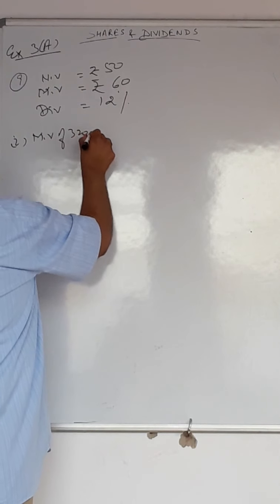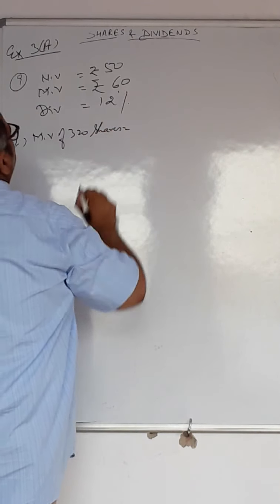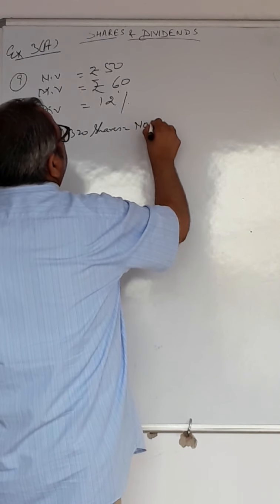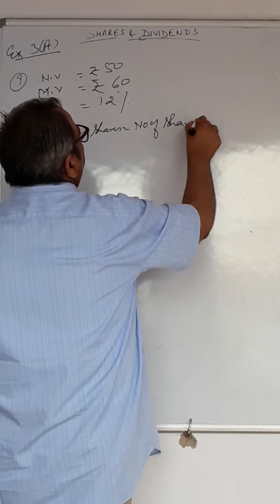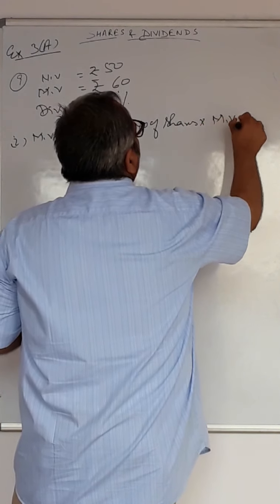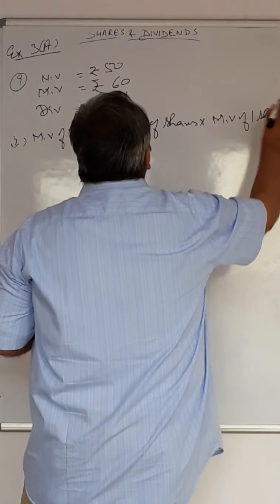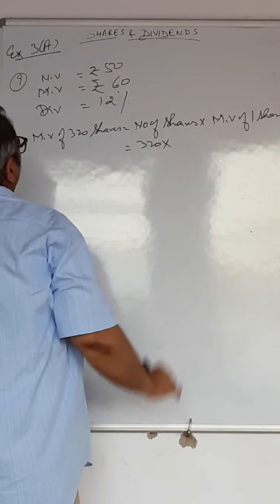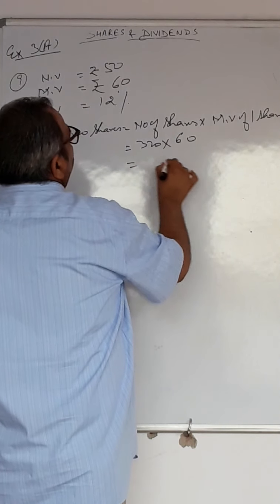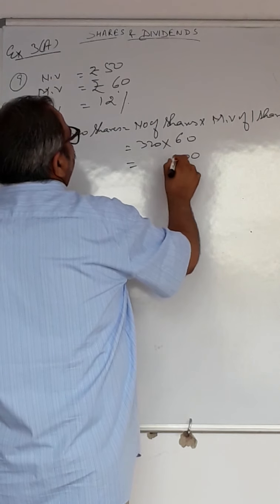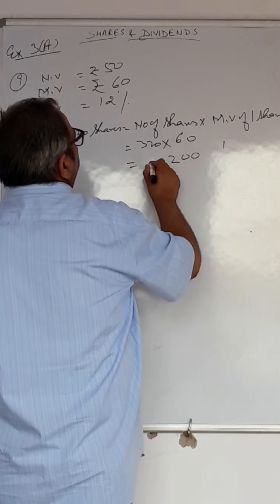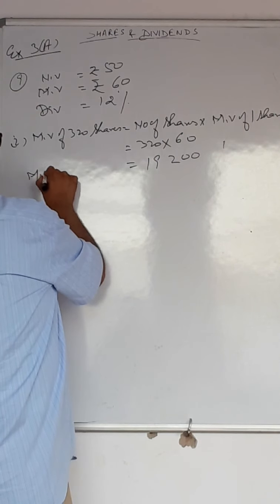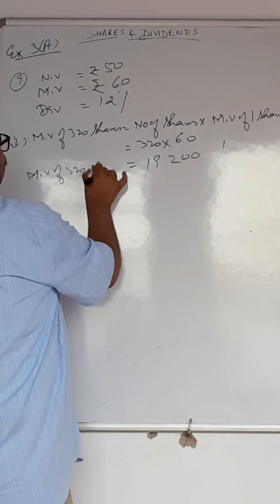of 320 shares. Market value is number of shares into market value of 1 share. Number of shares 320, market value 60. 0, 0. 6 2s are 12, 3 6s are 18, 3 is 19. 19200. First part you check, market value of 320 shares.